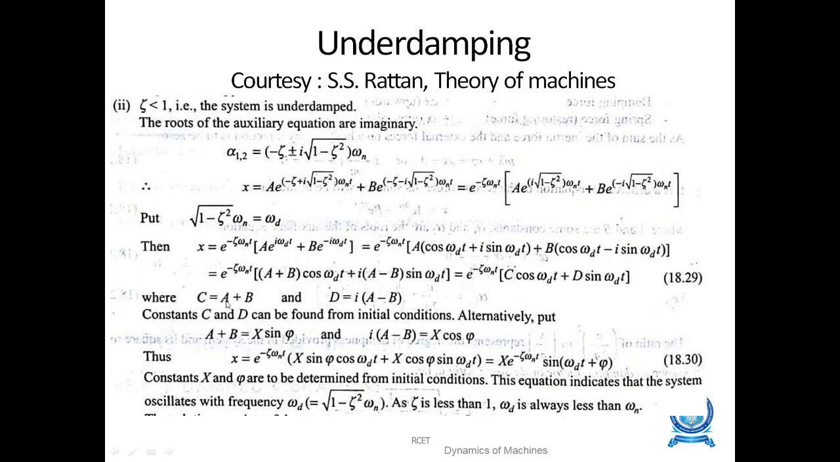Here c is a plus b and d is i into a minus b. Substituting these values, we get omega d equal to root of 1 minus eta square into omega n when eta is less than 1.